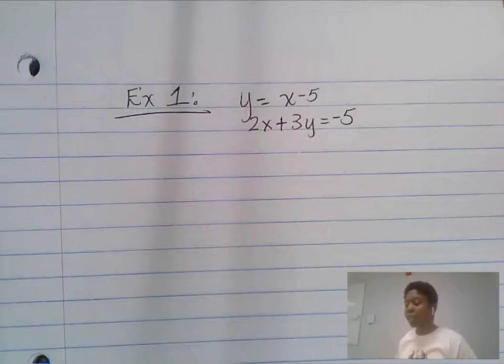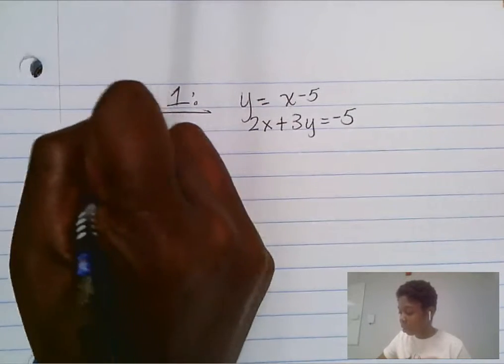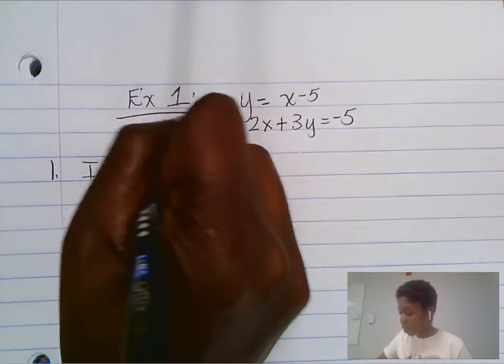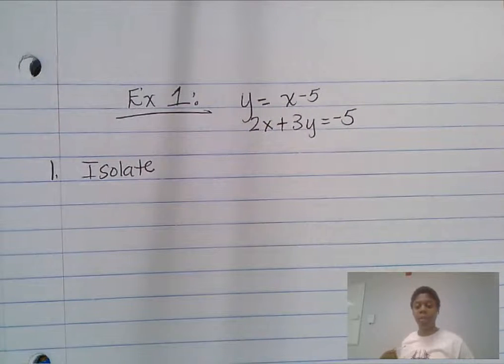Try an example. So we're going to go through this example and we're going to apply our steps to make sure that we start correctly, we end correctly, and we answer correctly. So step 1 is to isolate. Now, you need to look at both of your equations and say, okay, do I have an equation that my x or my y is already solved for, or should I solve for one of them?